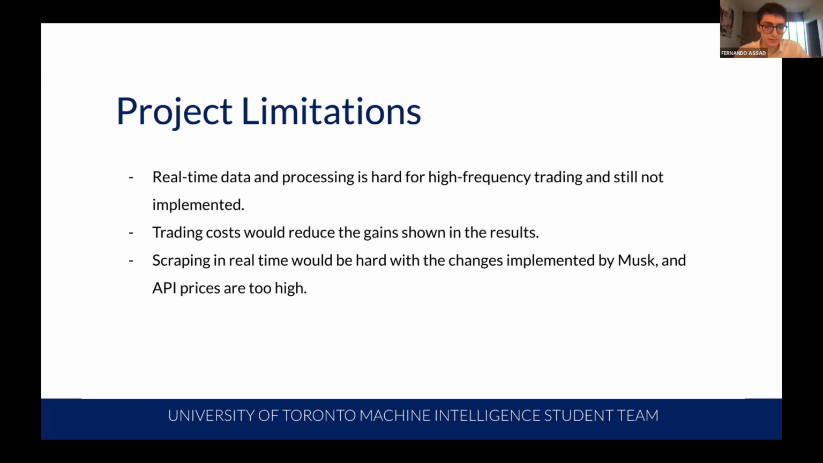Another limitation that we want to discuss is scraping data in real time is hard. It takes time. And now Elon Musk is implementing some changes that make it even harder. And the API prices nowadays are crazy high. As I mentioned before, if we wanted to collect the data that we have using the API, it would cost $250,000, which is not in the budget for UTMIST, I think.